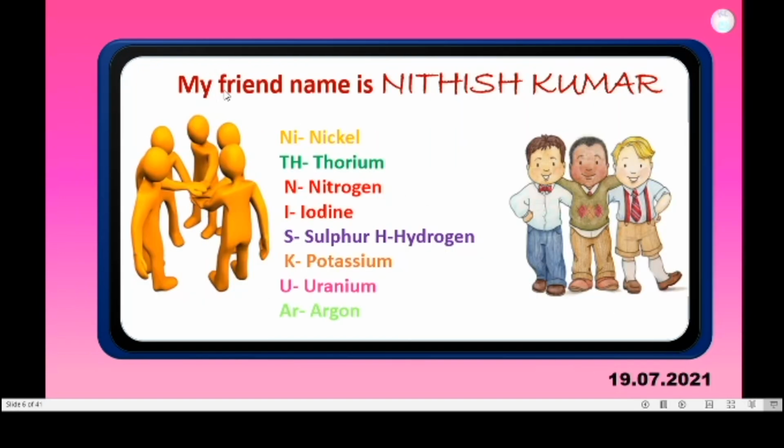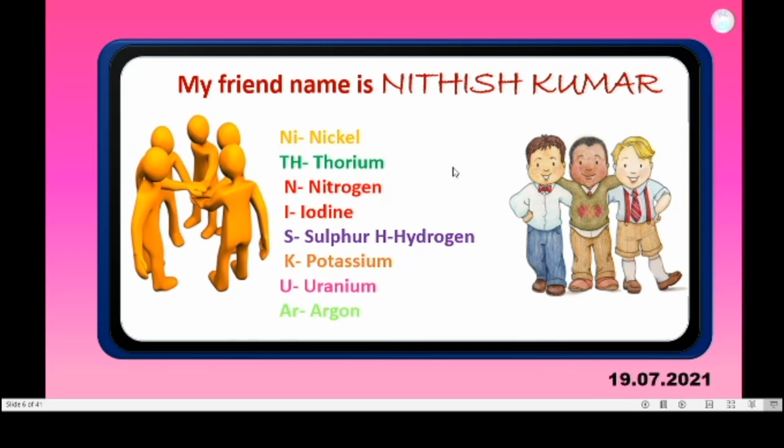Here my friend's name is Nitish Kumar. In my friend's name, what are the elements hidden? Ni. Nickel. Th. Thorium. N. Nitrogen. I. Iodine. S. Sulfur. H. Hydrogen. And then K. Potassium. U. Uranium. Ar. Argon. So, in my friend's name, these elements are hidden.